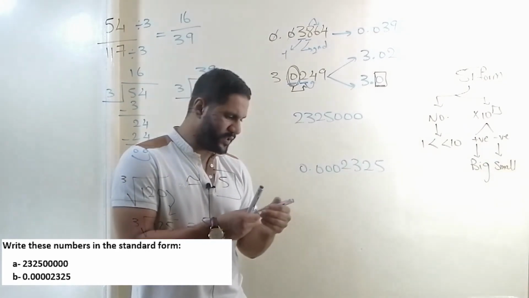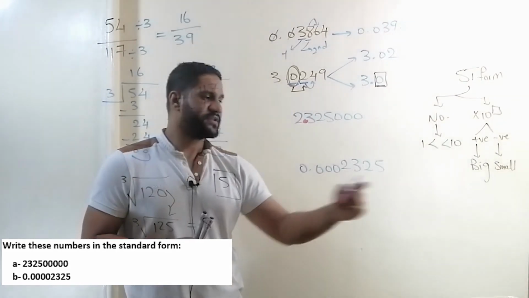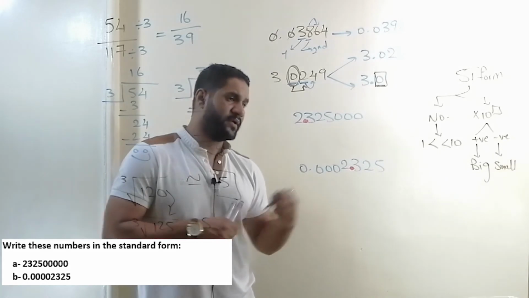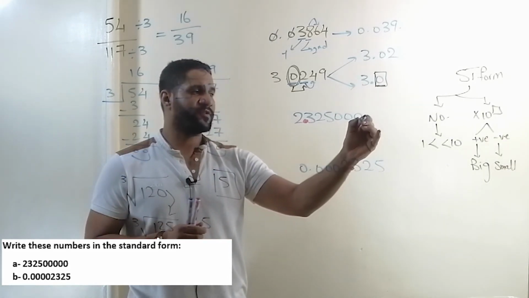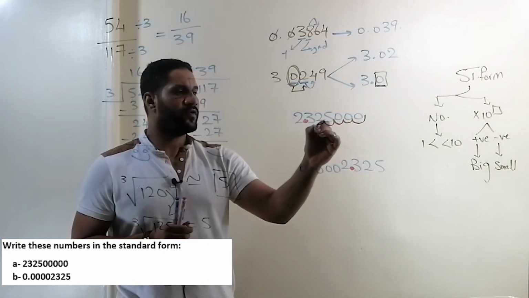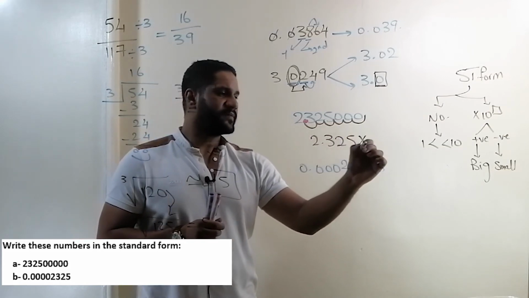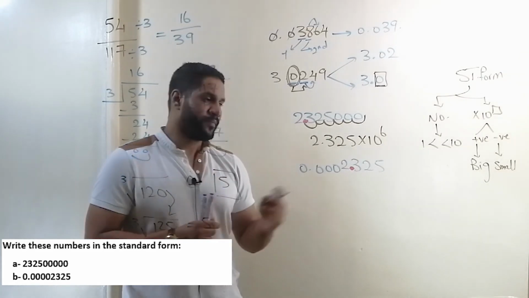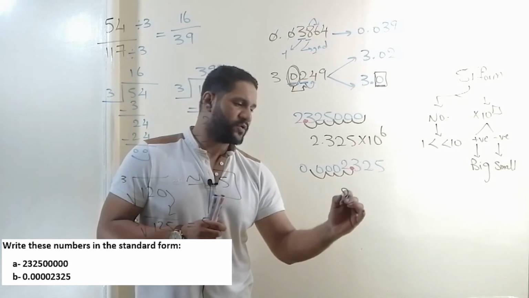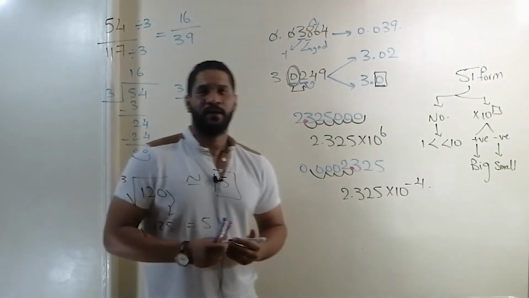Here, to let this number be between 1 and 10, the decimal point will be here. And in this number, to let the number be between 1 and 10, the decimal point is going to be here. To put the decimal point here, how many places did I shift it? Let's count them. 1, 2, 3, 4, 5, 6. So the answer is 2.325 times 10 to the power of positive 6. Let's look at this one. How many places is it shifted? 1, 2, 3, 4. So it's 2.325 multiplied by 10 to the power of negative 4.